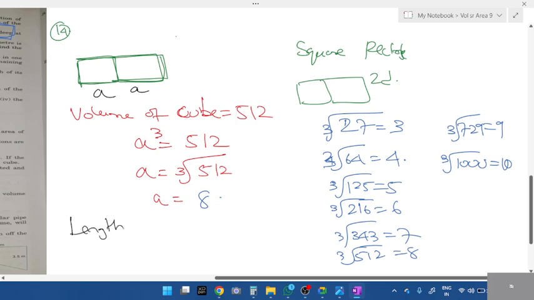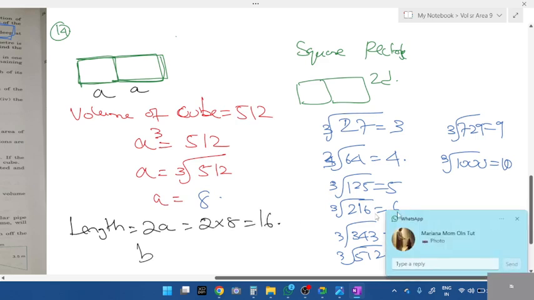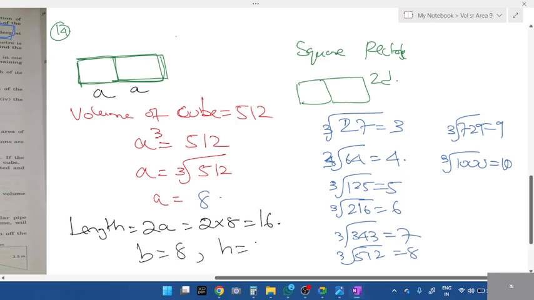Now, this is no more a cube. It becomes a cuboid. Length is equal to 2A, that is equal to 16. Breadth will be the same. Breadth is equal to 8. Height is equal to 8.